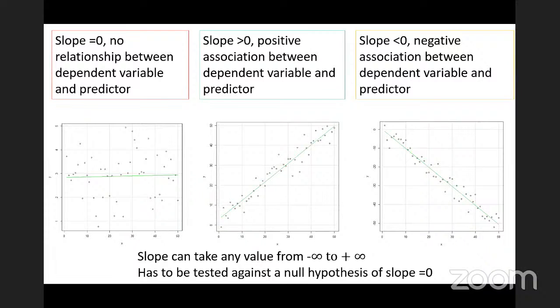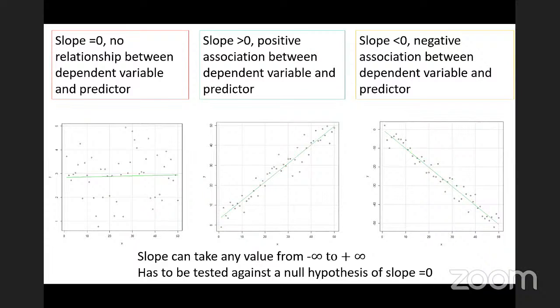What is important over here is we have to realize that the slope can take any value from minus infinity to plus infinity. It is not between -1 and +1 like for correlation coefficients. We check whether there is some association or not, whether the slope equals 0. We test against a null hypothesis.